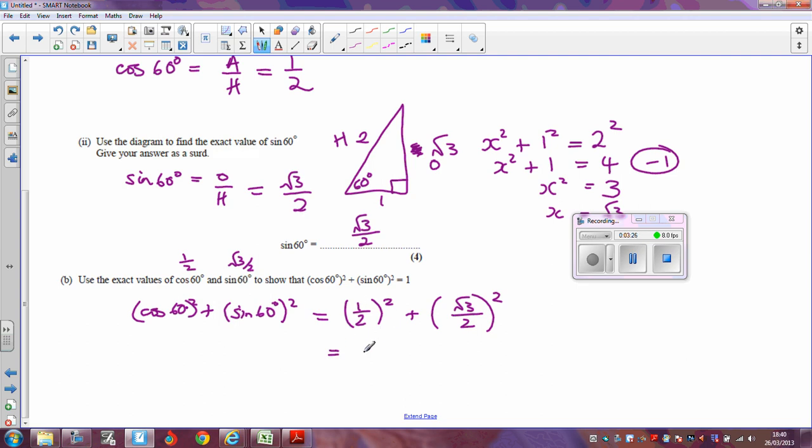Right, let's keep going. A half times a half, well, that's just a quarter, or you can square the top, square the bottom. If I square the top, the square root of 3 squared, the squaring and the square rooting undo each other, so you're left with just 3, and on the bottom you're doing 2 squared, which is 4. That now gives us a quarter plus 3/4, and a quarter plus 3/4 is equal to 1, which is what we were hoping to find.